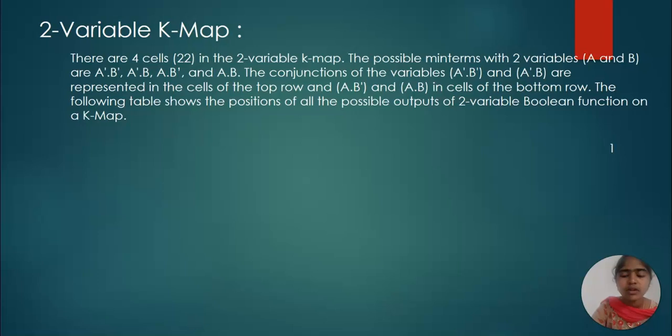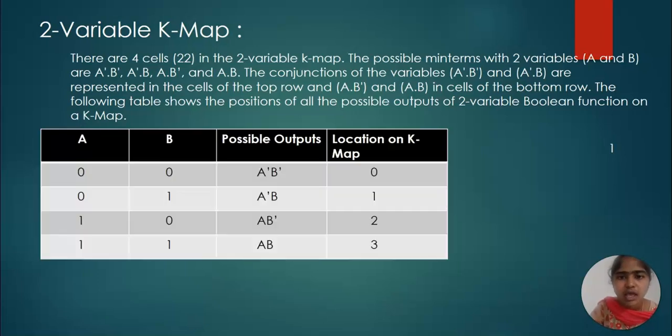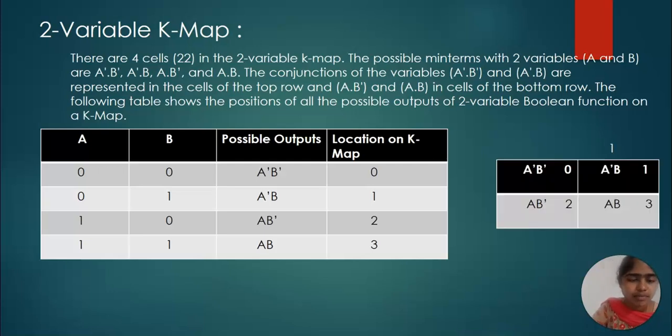The following table shows the position of all possible outputs of a two variable Boolean expression in a K-map. Here A and B are the two inputs. The possible outputs and their locations in the K-map are A complement B complement, A complement B, A B complement, and A B.